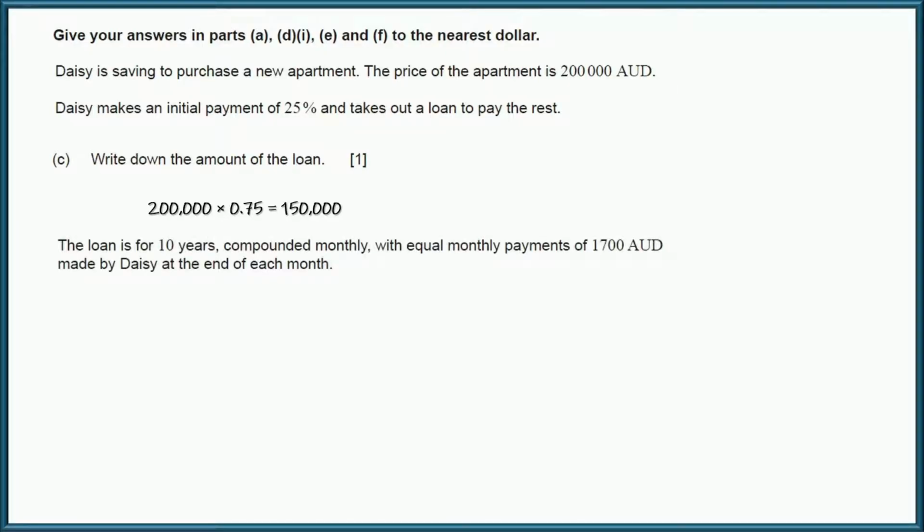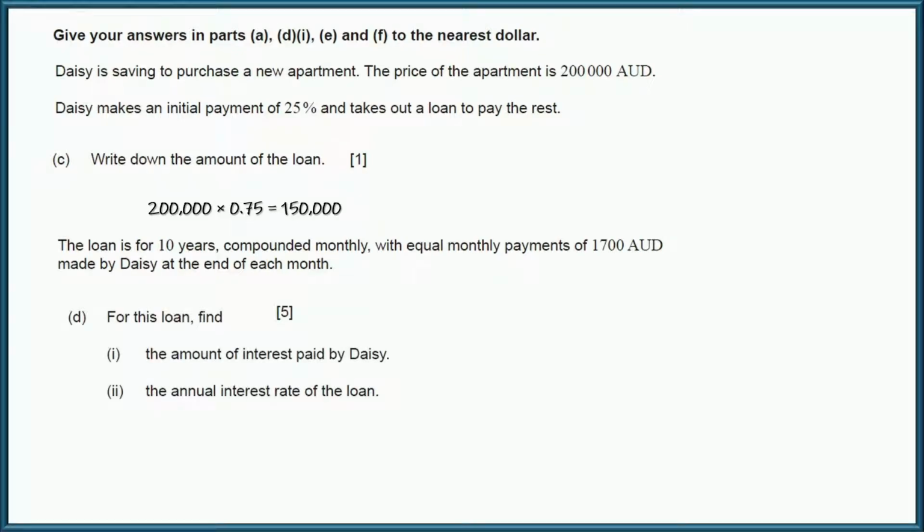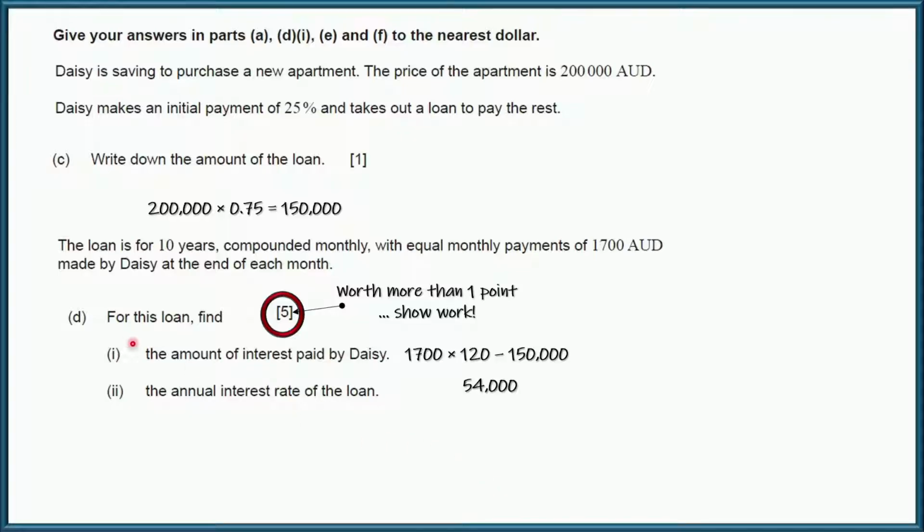All right. Now the loan's for 10 years. It's compounded monthly with equal payments of $1,700 made at the end of every single month. So for this loan, find, 5 points. Holy moly, that's a lot, right? First one says, find the amount of interest paid by Daisy.